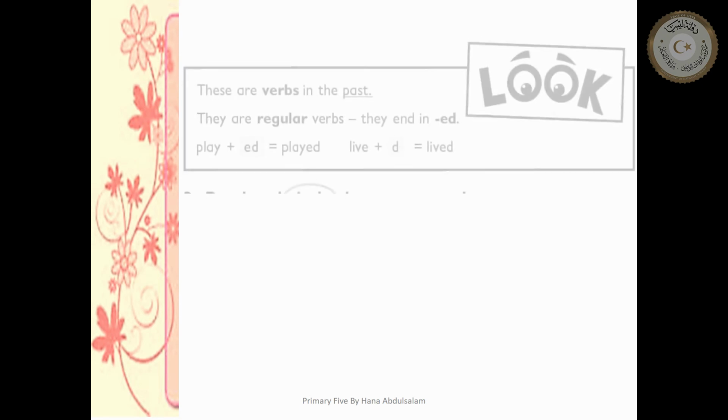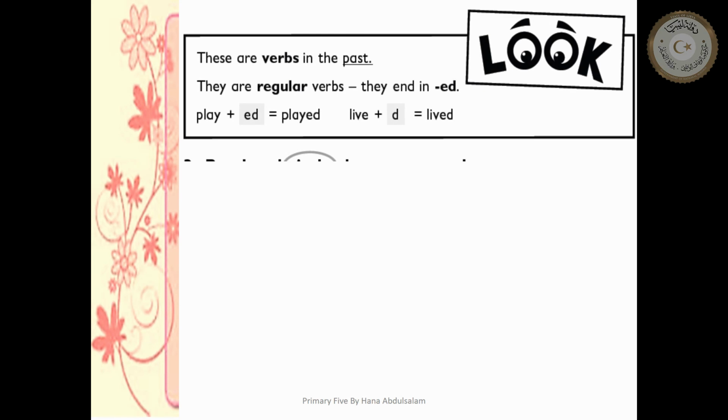Okay, so now we are going to start with this one on the box. These are verbs in the past. They are regular verbs. They end in ed. Played plus ed, played. So play became played. Live, because it ends with only d, becomes lived. Okay, so now we speak about what?